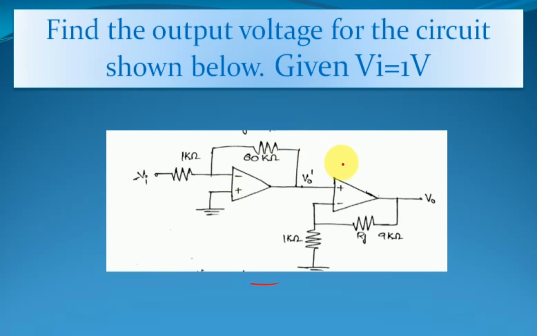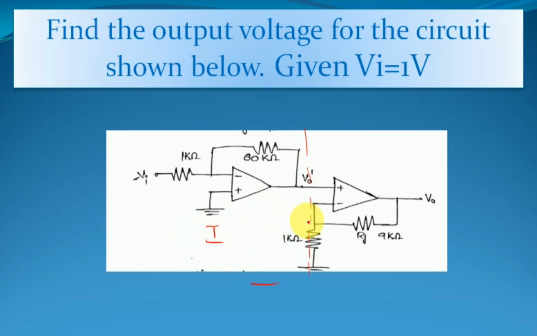So from this up to this picture we can say that it is one inverting amplifier circuit. Why are we calling it an amplifier circuit? Here a closed loop configuration is used. That's why it is an amplifier circuit, and also the input signal is applied to the inverting terminal. Therefore we can call it an inverting amplifier circuit. So this is part 1.